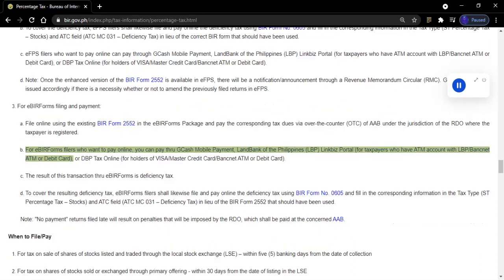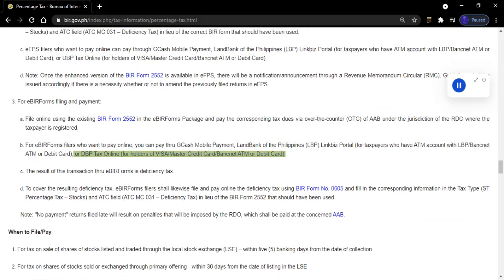For eBIRForms filers who want to pay online, you can pay through GCash Mobile Payment, Land Bank of the Philippines (LBP) LinkBiz Portal, for taxpayers who have an ATM account with LBP, Bancnet ATM or debit card, or DBP Tax Online, for holders of Visa, Master credit card, Bancnet ATM or debit card.